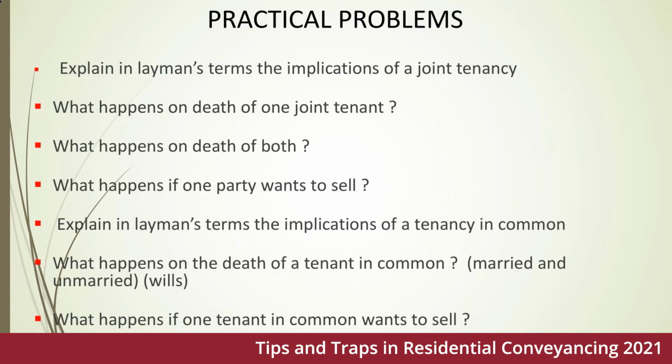We need to explain, in layman's terms, the implications of a joint tenancy, what happens with regard to survivorship, what happens on death of both parties, and what happens if only one party wants to sell, and explain the implications of a tenancy in common and the death of a tenant in common. What happens again if one of the tenants in common intends to sell? The relationship has broken down. Some scary stuff here to talk about.